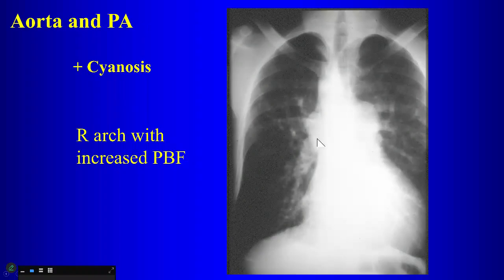Here the pulmonary vascularity is increased, but again, the patient has a right aortic arch. So here, what lesion do you think about? Total anomalous pulmonary venous return? No, which admixture lesion is associated with right arch?